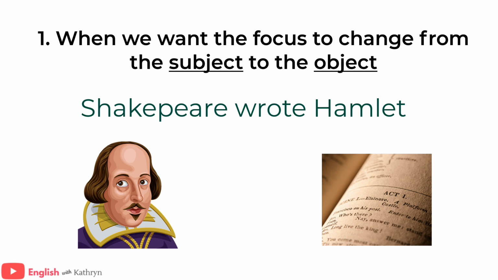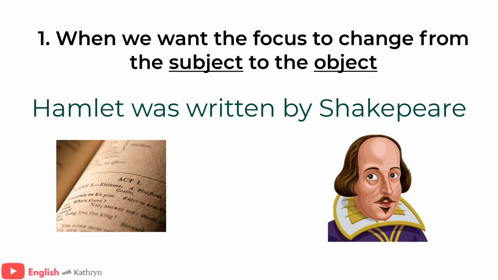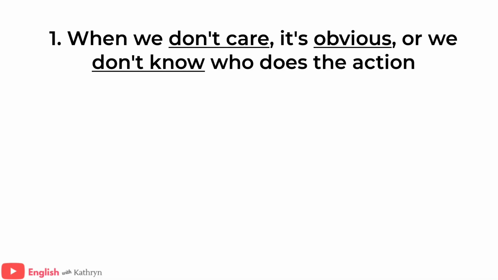But if we swap it around and make it a passive sentence, we put Hamlet first. Hamlet was written by Shakespeare. And in this sentence, because Hamlet is first, it's the main focus of the sentence. Okay, the next obvious reason for using the passive form is when we don't care about who does the action. It's obvious who's doing the action, or we don't know who's doing the action.